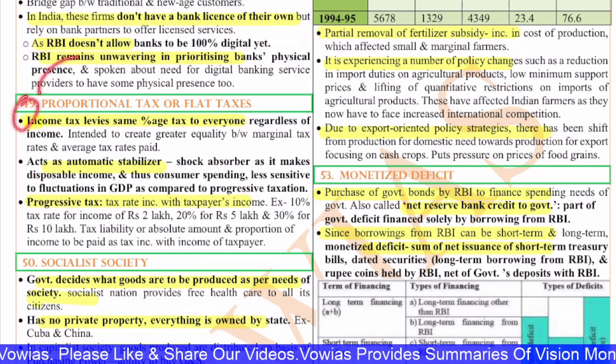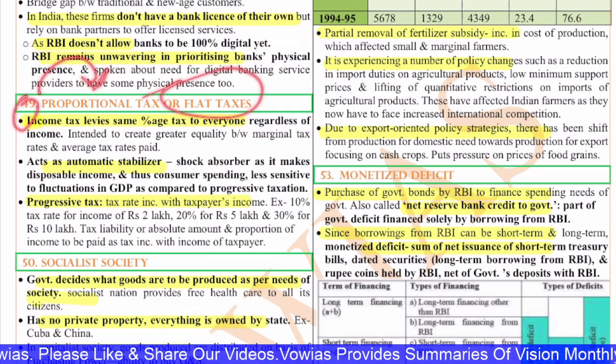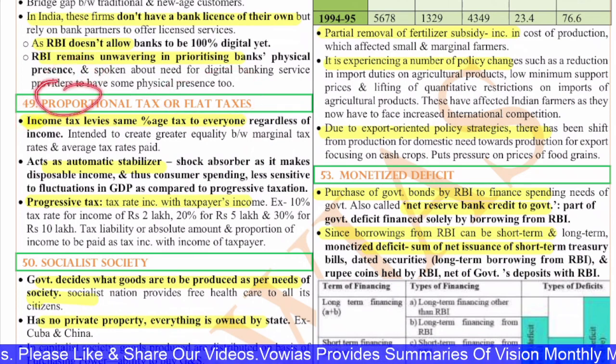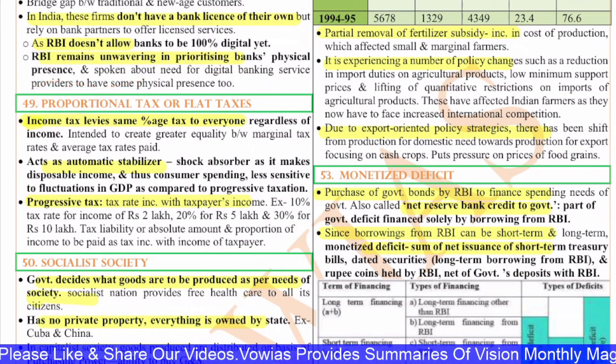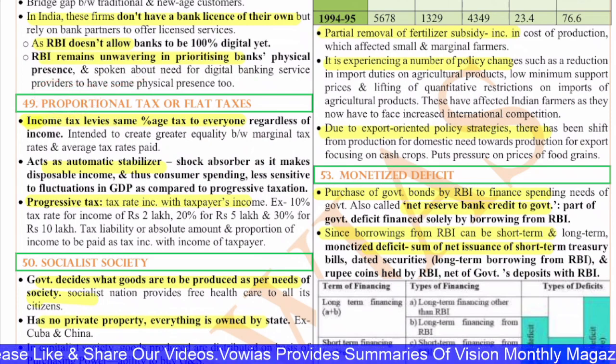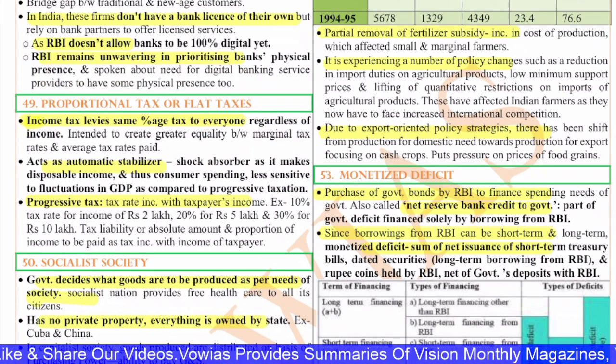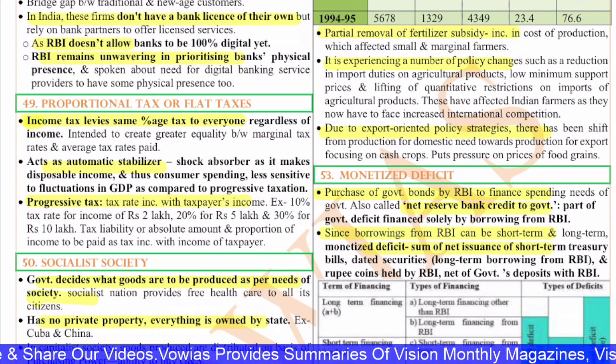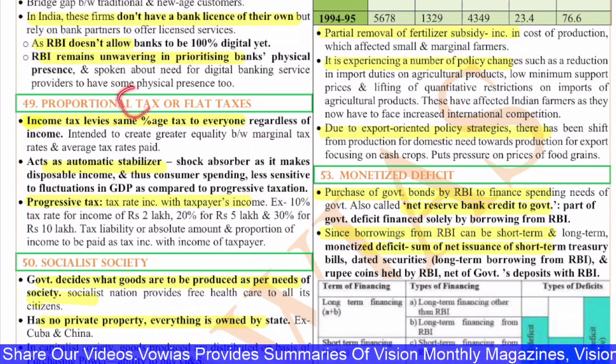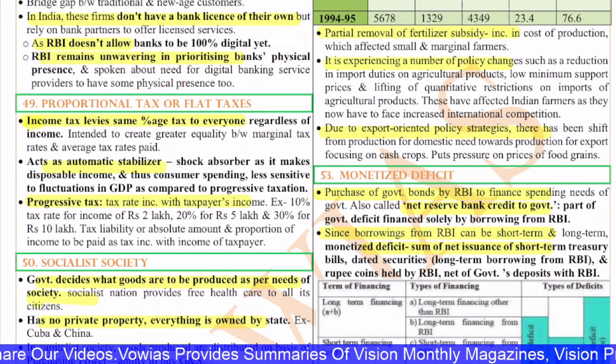The 49th question is on proportional tax or flat tax rate. What this means is the tax rate is equal for all the categories. Currently we have progressive tax. That means above 5 lakhs will pay one tax, above 10 lakhs will pay another tax, above 15 lakhs will pay another tax, like that. But in the proportional tax rate, everyone will have the same tax rate.